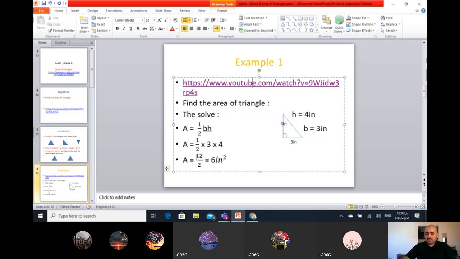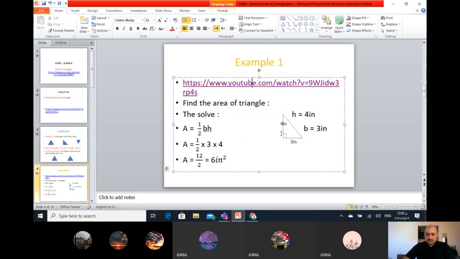12 times 1 will be 12 over 2. Now 12 divided by 2 will be 6. And the unit here is inch squared, because inch times inch will be inch squared. Always remember the unit for the area is measured by squared, but the unit for the side is measured by just the same unit, inch.